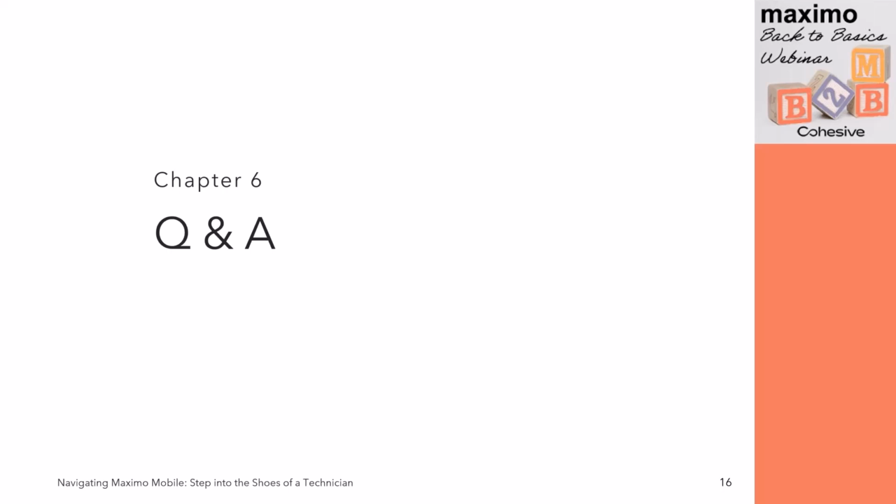Different type of question here. How have you handled it if your users want a production Maximo Mobile and a training Maximo Mobile?